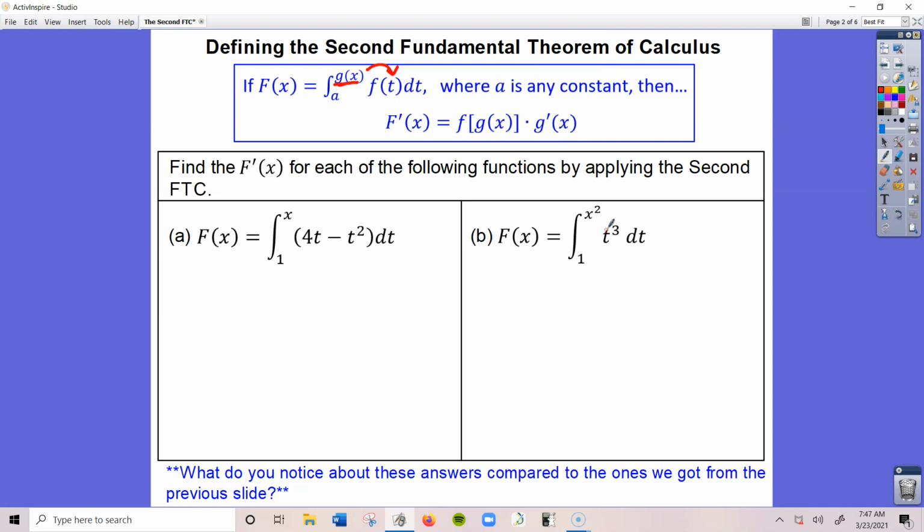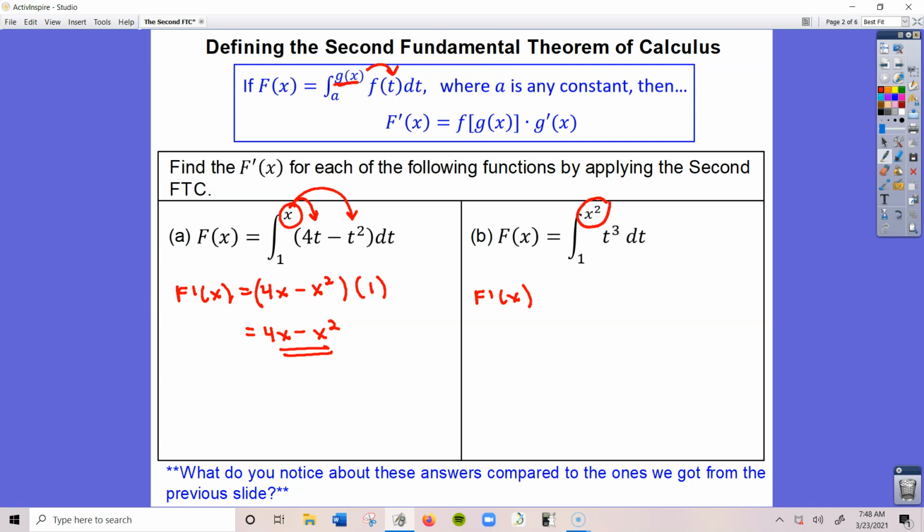So if I were to use the second fundamental theorem to find capital F'(x), we would plug in the x everywhere we see a t. So that would be 4x - x², and then we multiply that by the derivative of that limit of integration, which is 1, which just gives me that 4x - x², which is why we got that answer for the first example. Now if I do the second example, we get F'(x).